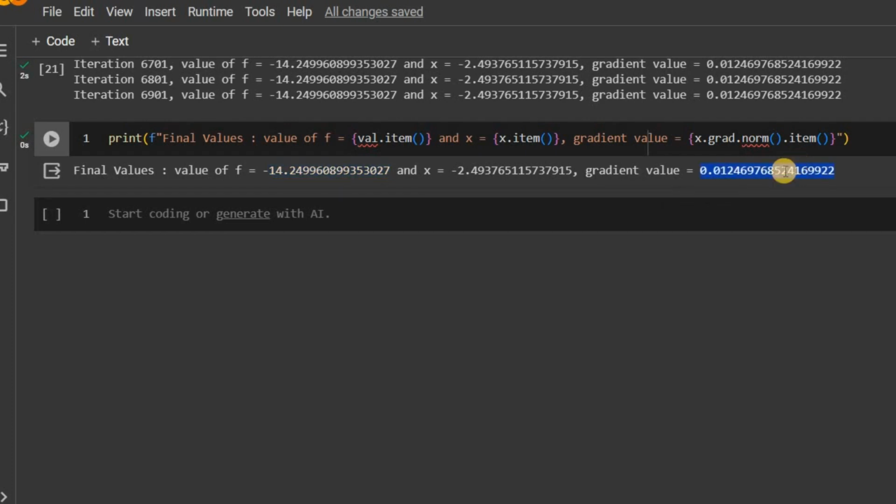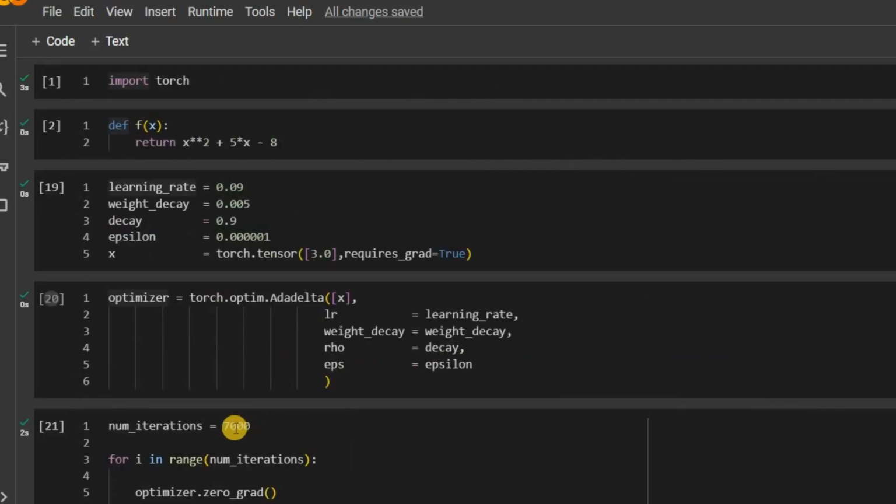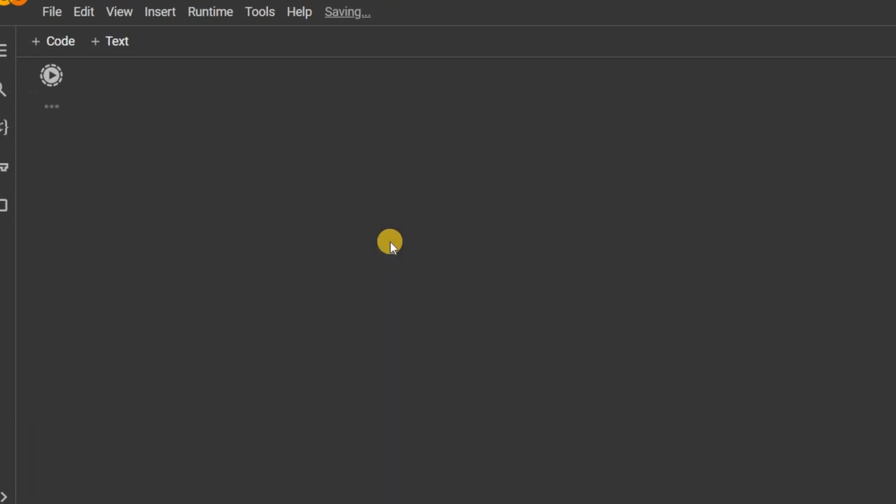And the gradient value is kind of close to 0. Now, if it had been 0, it would be completely 2.5, but since it is not 0, it is kind of hovering around the same area. Let's increase the number of iterations even further. Like from 7000, I increase the number of iterations to 9000. And I run the code again.